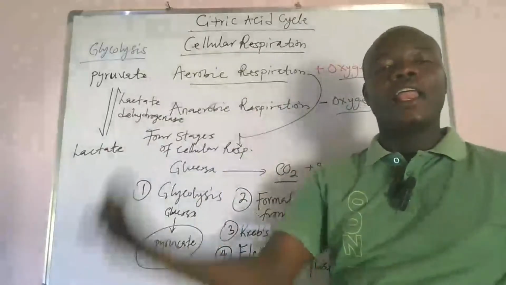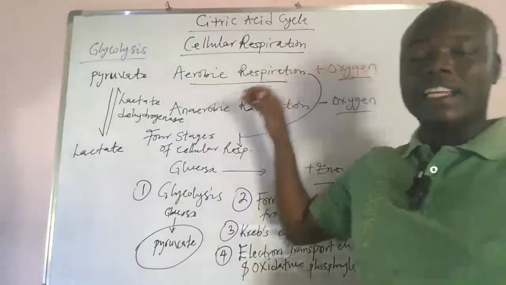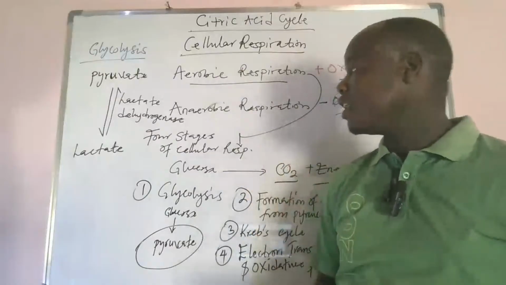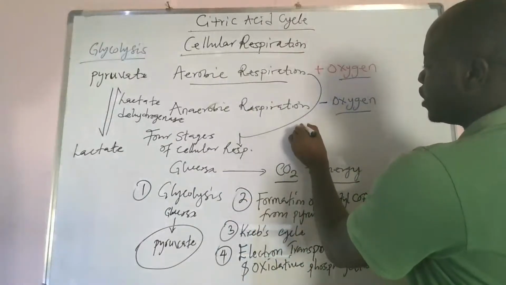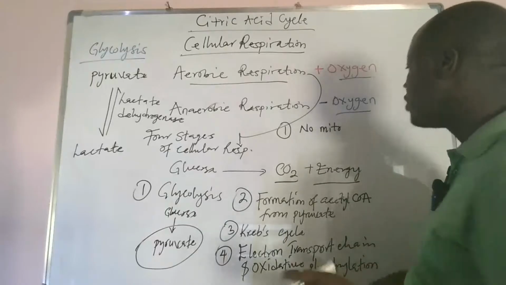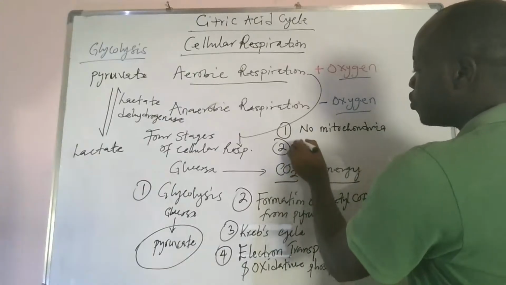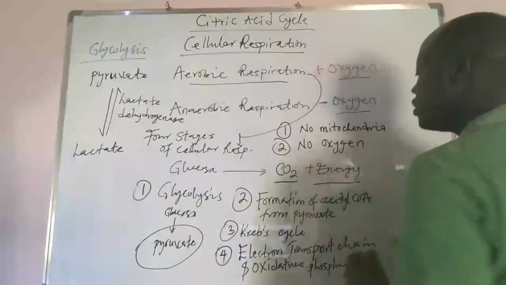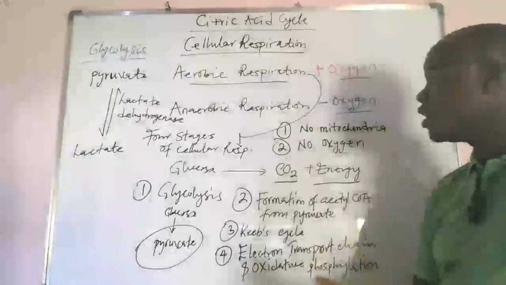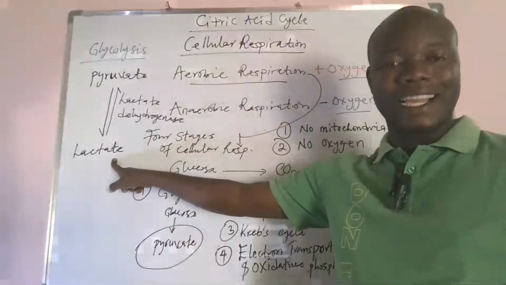So in a cell where there is no oxygen or no mitochondria, remember, aerobic respiration, that is cellular respiration in the presence of oxygen, occurs in the mitochondria. These are the conditions I'm writing down. What happens in a cell where there is no mitochondria, and then two, no oxygen? In a cell with no mitochondria, like red blood cells, and second, no oxygen, pyruvate is usually converted to lactate.